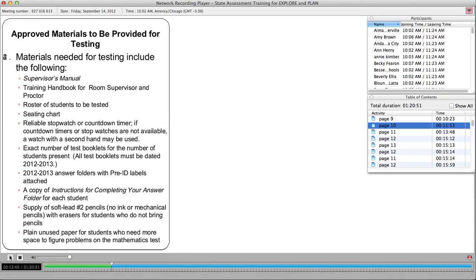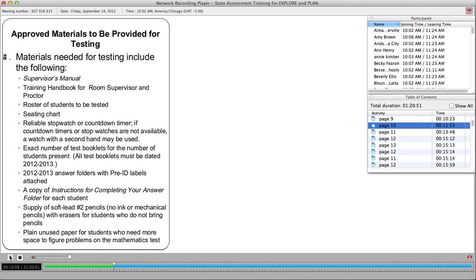Of course, the exact number of test booklets for the number of students present must be the only materials in the room. No extra materials, no extra test booklets or answer folders should be given to the room supervisor or proctor. The materials will include answer folders with pre-ID labels attached if there are pre-ID labels for the students.